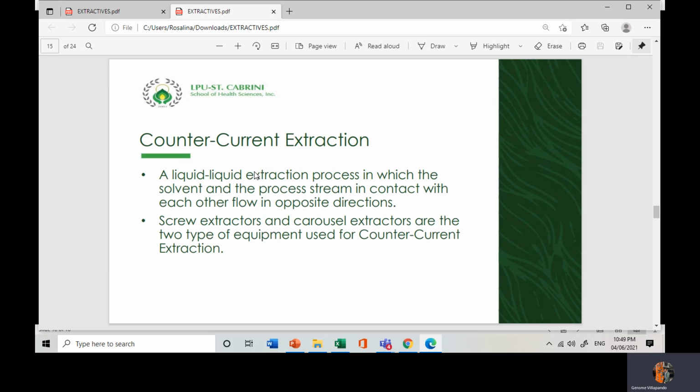So, countercurrent extraction: a liquid-liquid extraction process in which the solvent and the process stream in contact with each other flow in opposite directions. Screw extractors and carousel extractors are the two types of equipment used for the countercurrent extraction. So, please do take note of the two types.